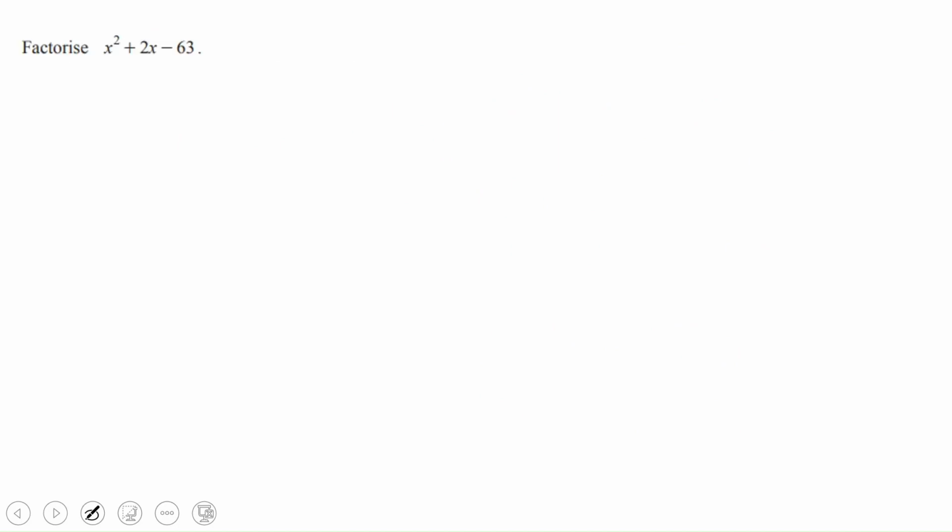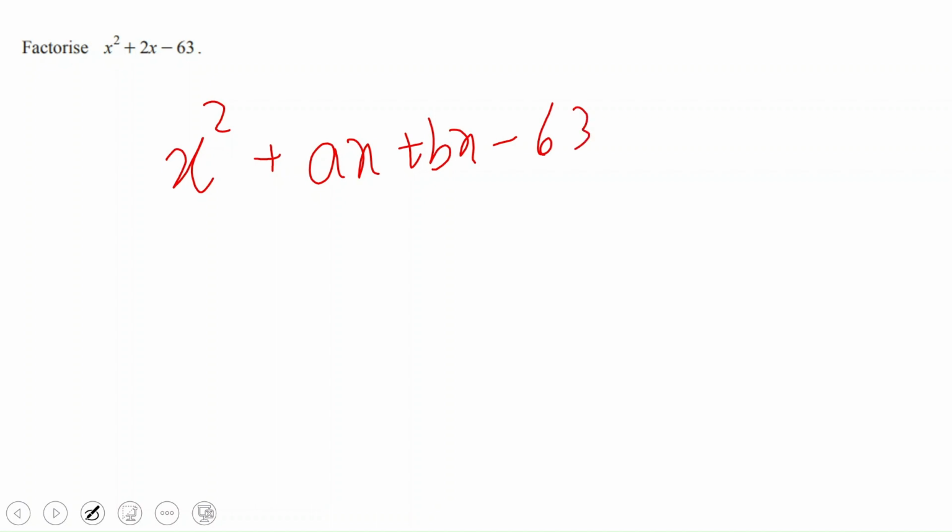Now the last method is factorization, and this is by far the most annoying method. If you need to factorize this, basically when it comes to factorization, the main idea is that it's going to be x squared plus ax plus bx minus 63 in this case. ax plus bx has to add up to 2x. So this is going to be a plus b is equal to 2.